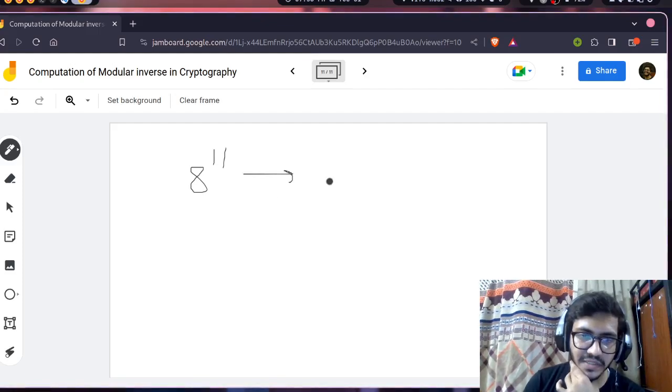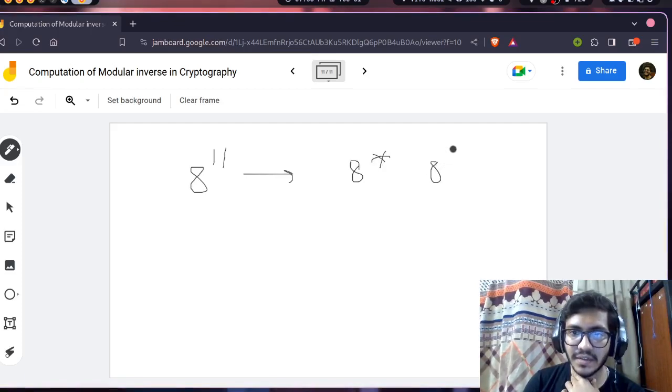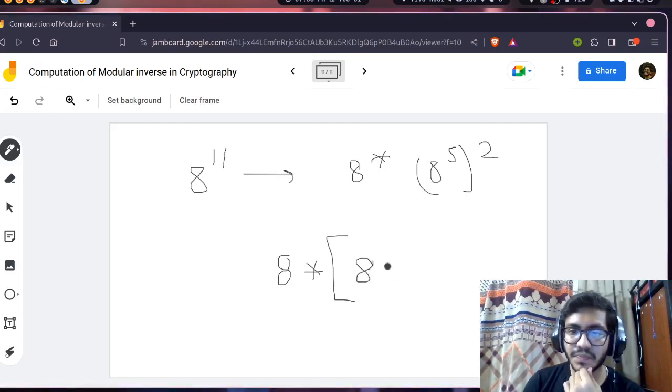So when you try to break this down, you can break it down into 8 into 8 raised to the power 5 raised to the power 2, right? And again, even 5 is an odd number. So for this, you'll do 8 into 8 raised to the power 5 2. So to calculate, this 2 goes here.